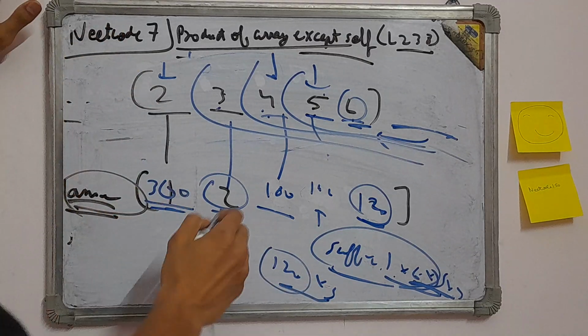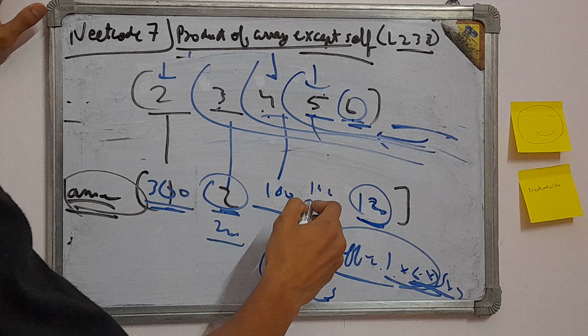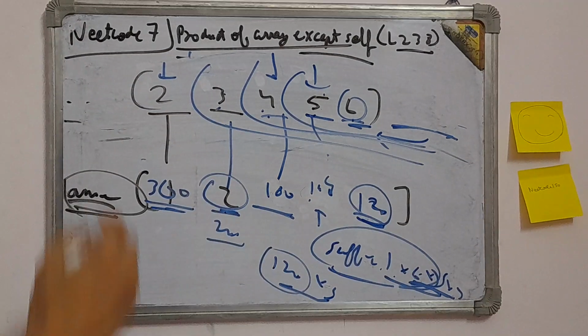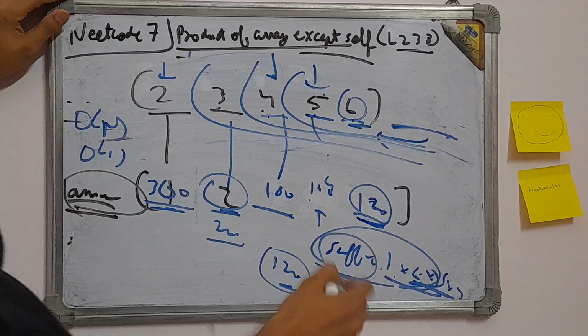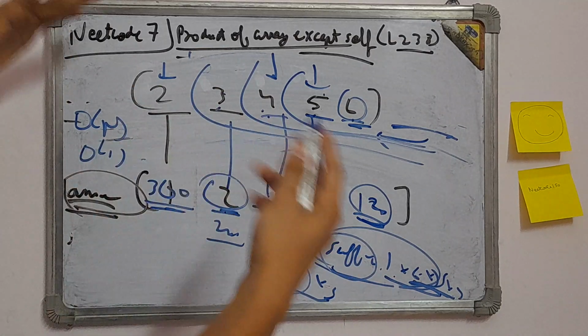Now we can see we got 360, 240, 180, 144 and 120. So this is the final array. We were able to do it in O of n time because there's one loop, and O of 1 space because we only use this one variable extra and nothing else. So this was the most optimized way to solve this.